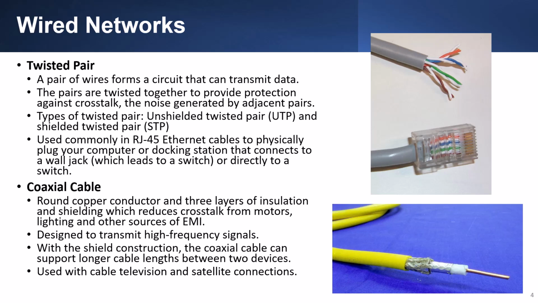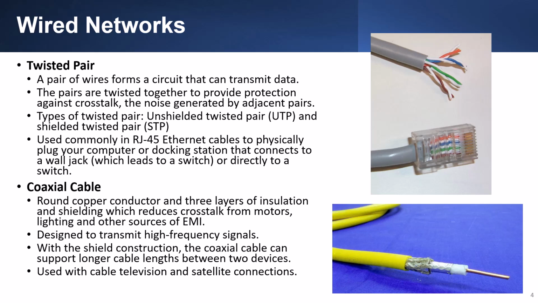Copper cabling uses twisted pair or coaxial cable. Twisted pair is a pair of wires that forms a circuit that can transmit data. The pairs are twisted together to provide protection against crosstalk, the noise generated by adjacent pairs. Types of twisted pair include unshielded twisted pair, or UTP, and shielded twisted pair, or STP. It's used commonly in RJ45 Ethernet cables to physically plug your computer or docking station that connects to a wall jack, which leads to a switch, or directly to a switch.